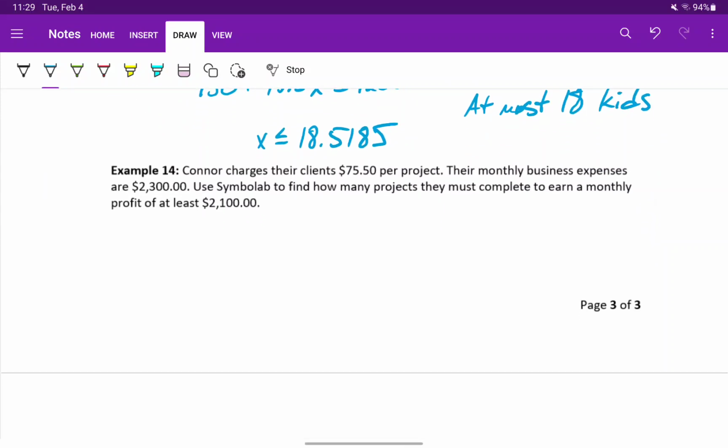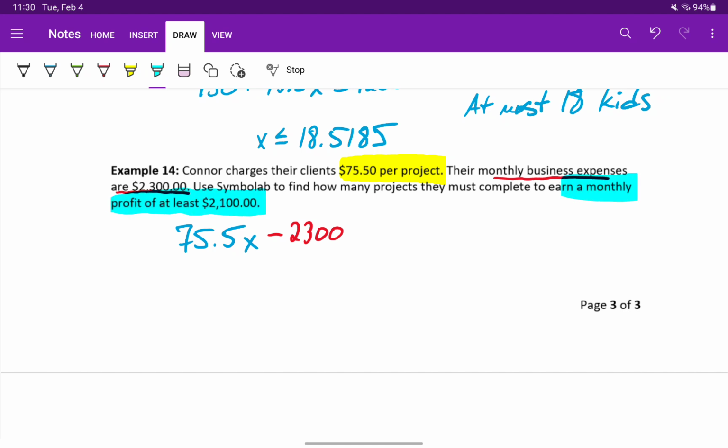In example 14, Connor charges clients $75.50 per project. So 75.5 times x. Now in this case, we have monthly business expenses that we're taking into account of $2,300. So from that amount that he brings in, we're going to have to subtract out $2,300 per month. We want to find how many projects they need to complete to earn a monthly profit of at least $2,100. Meaning this expression we just set up needs to be greater than or equal to 2,100.